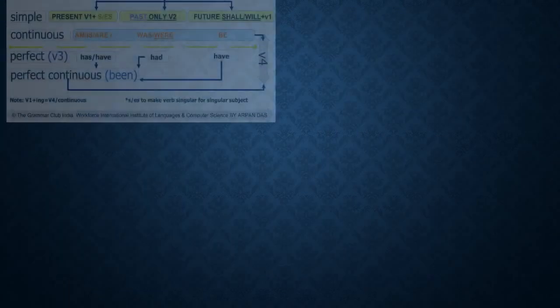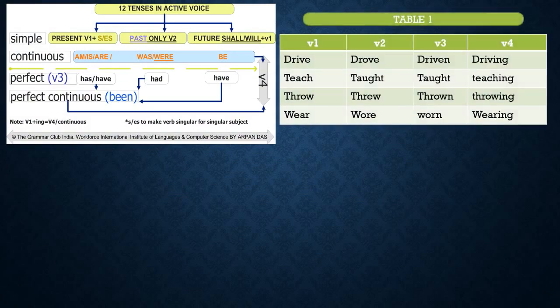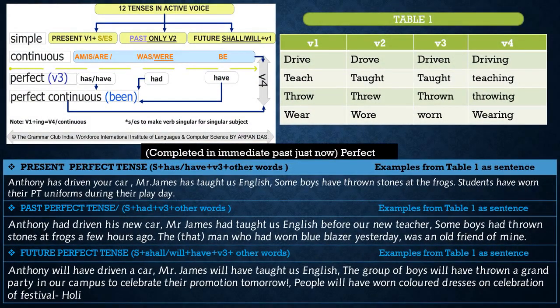Now let's have a look at all perfect tenses. Action completed in the immediate past, just now. For present perfect tense, the structure is subject plus has or have plus V3 plus other words. Examples from table 1 as sentences.